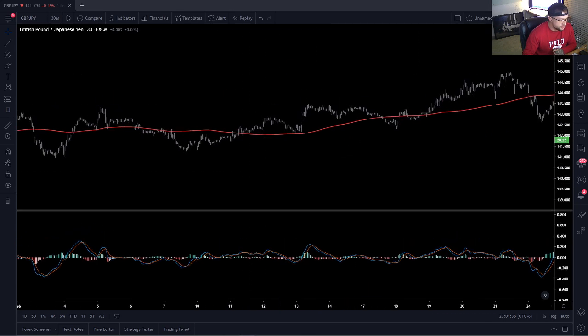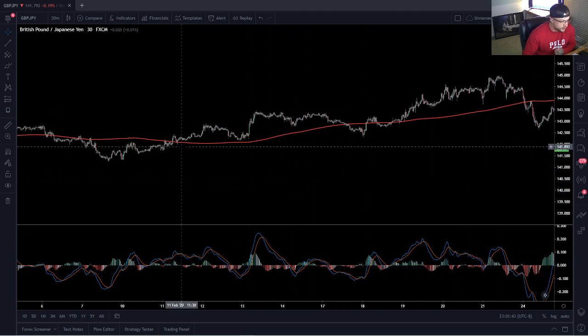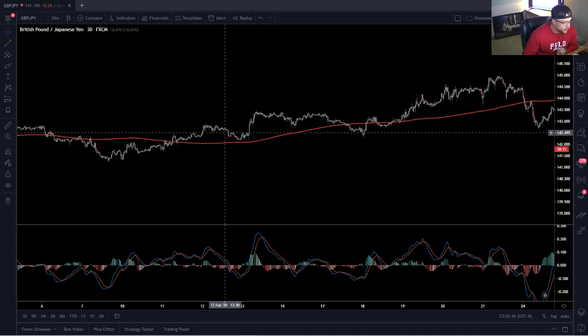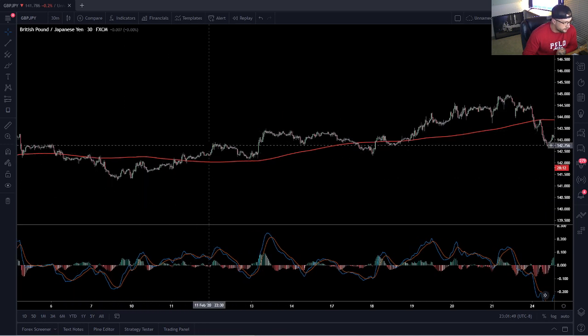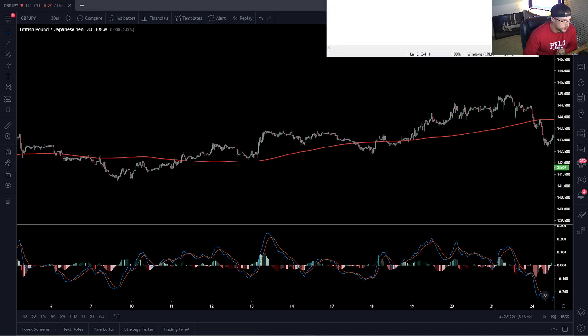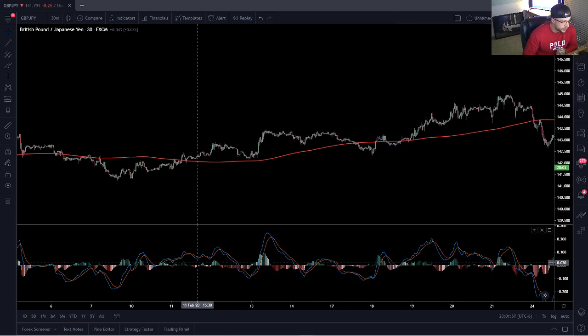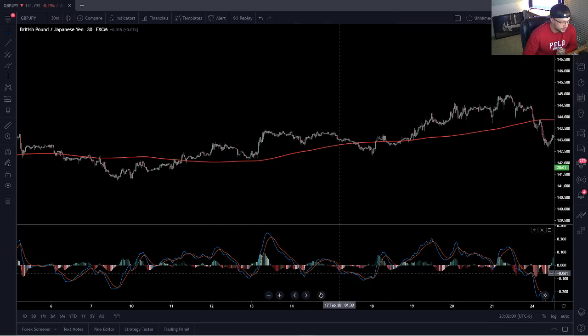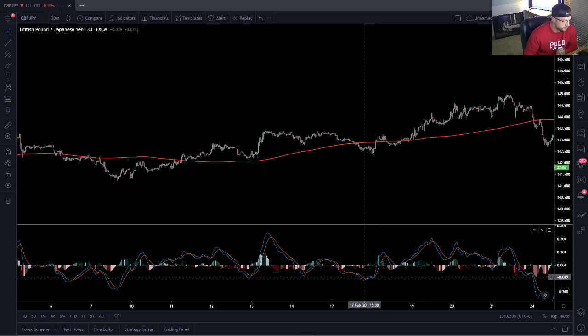So I'm going to move this, make it a little bit easier to see. All right. What we need for a buy: market trading above the 200 moving average and a low cross on the MACD. This being our basis line on the MACD right here. That's what I'm using for high cross, low cross, above or below.